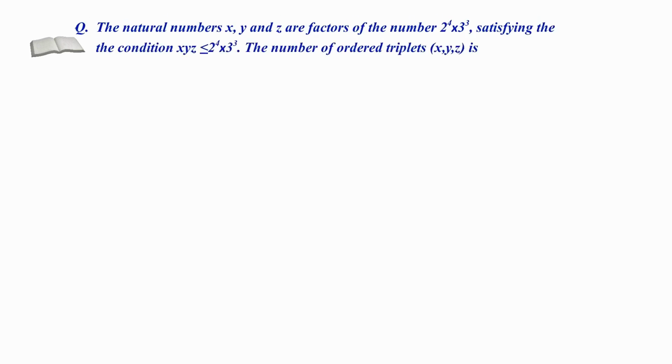Natural numbers x, y and z are factors of the number 2 to the power 4 multiplied by 3 to the power 3, satisfying the condition x, y, z less than or equal to 2 to the power 4 multiplied by 3 to the power 3. The number of ordered triplets x, y, z is.